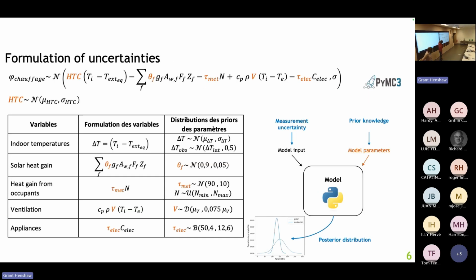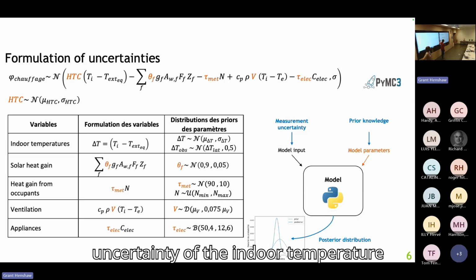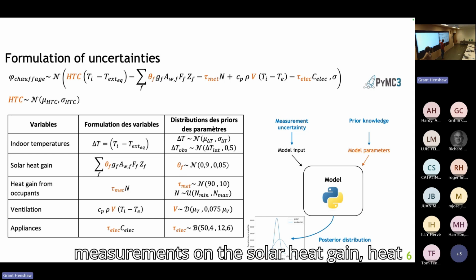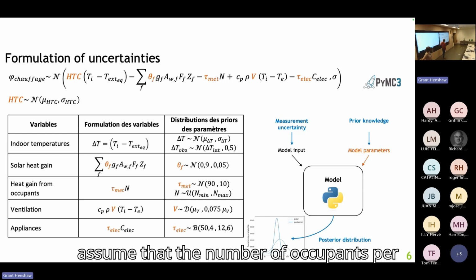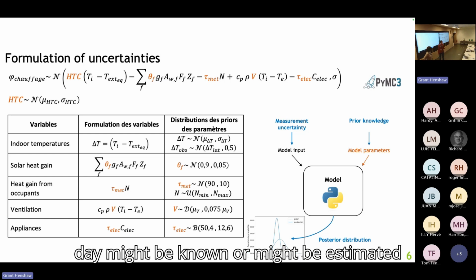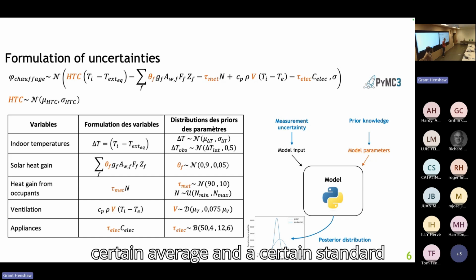So this typical equation for the ordinary linear regression comes with an array of prior distributions which represent the uncertainty on the indoor temperature measurement, on the solar heat gain, from occupants, ventilation, etc. For instance, for the heat gain from occupants, we assume that the number of occupants per day might be known or might be estimated, and then the amount of heat related to this is uncertain, with a certain normal distribution around a certain average and a certain standard deviation.